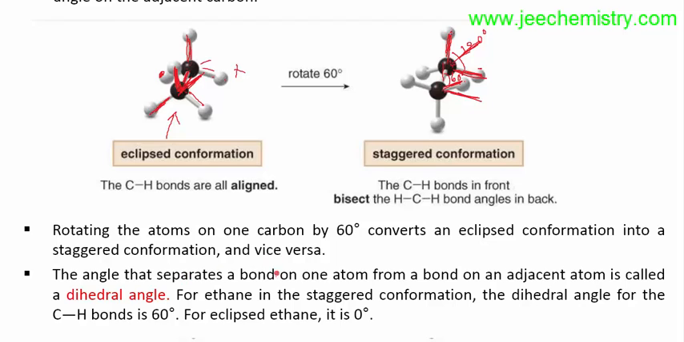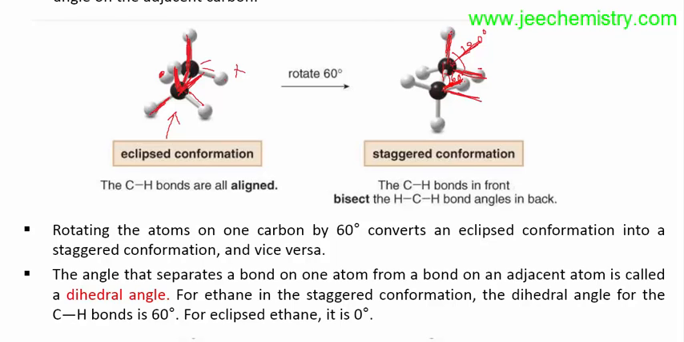The angle that separates a bond on one atom from a bond on an adjacent atom is called the dihedral angle. For ethane in the staggered conformation, the dihedral angle for the CH bond is 60 degrees. For eclipsed ethane it is 0 degrees. Here are the CH bonds, and both are aligned, so there is a 0 degree angle separation.